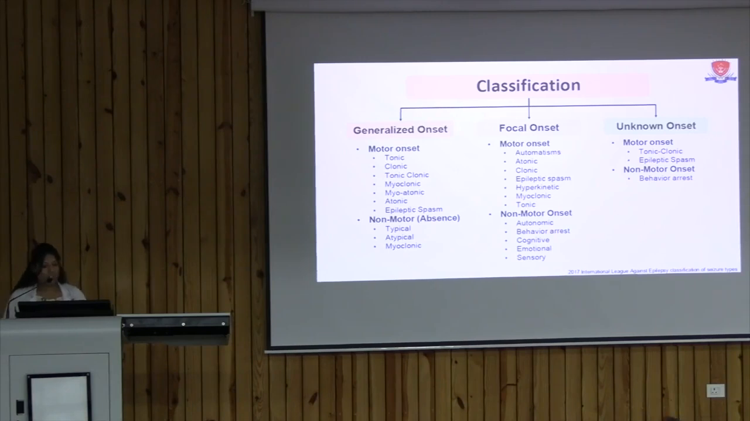Focal onset seizures originate in one area of the brain and are further divided into motor and non-motor types. Motor onset focal seizures include automatism, atonic, clonic, epileptic spasm, hyperkinetic, etc. Non-motor focal seizures include automatic or autonomic, behavioral arrest, cognitive, etc. Unknown onset seizures are those where the beginning of the seizure is not observed or is unclear. They can present with a motor symptom such as tonic-clonic or with non-motor like behavioral arrest.